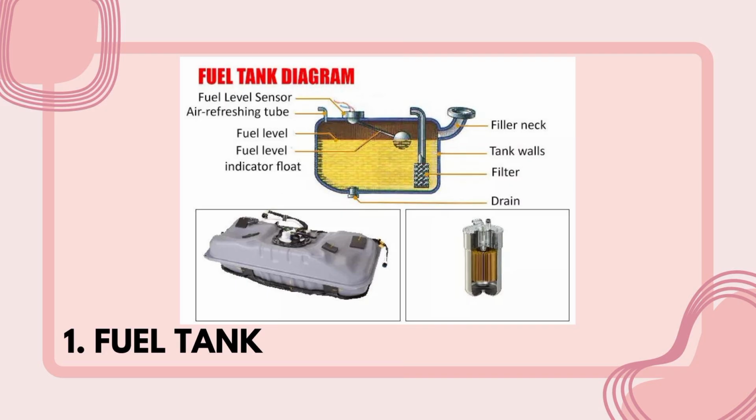The first part is the fuel tank. That's the fuel tank diagram. It is a storage container for fuel. The function of this is to hold the fuel, gasoline or diesel, and ensure a steady supply to the engine. It has a vent to prevent a vacuum from forming as fuel is used.